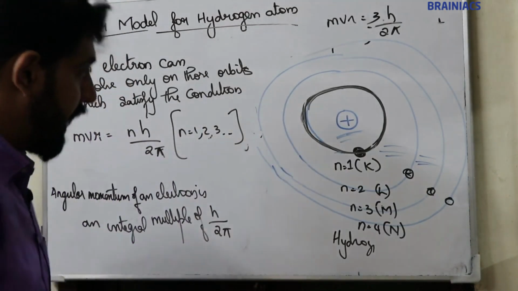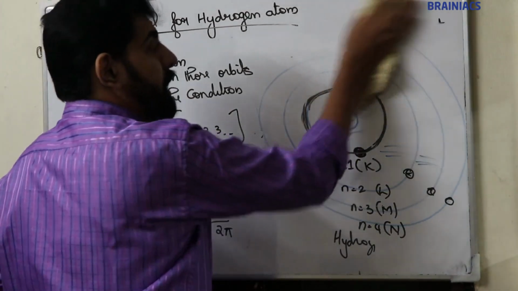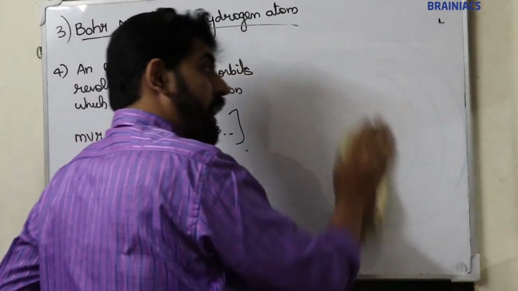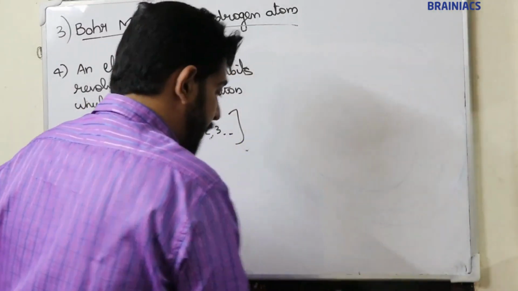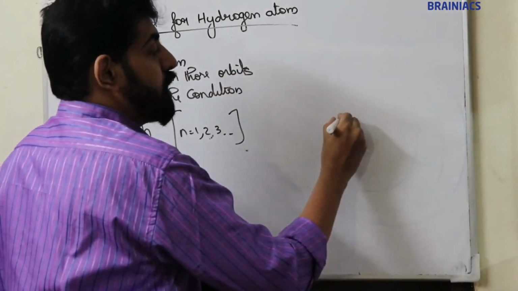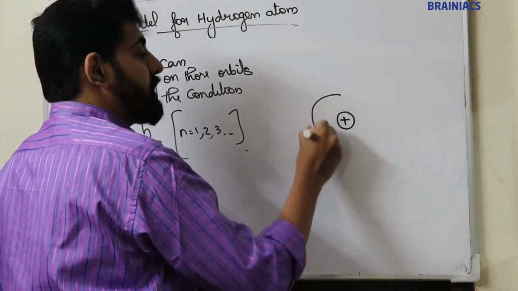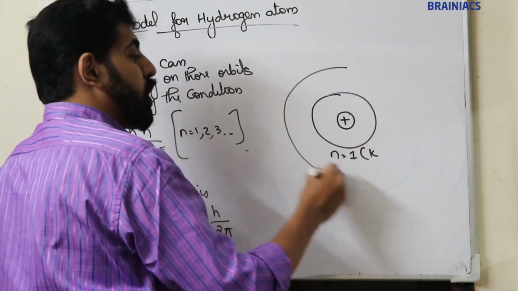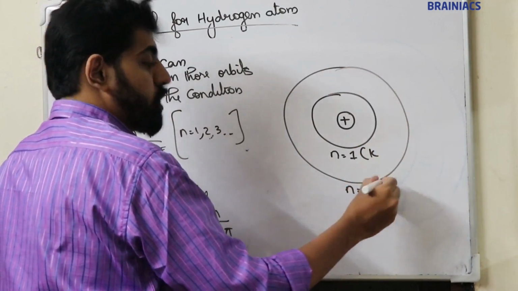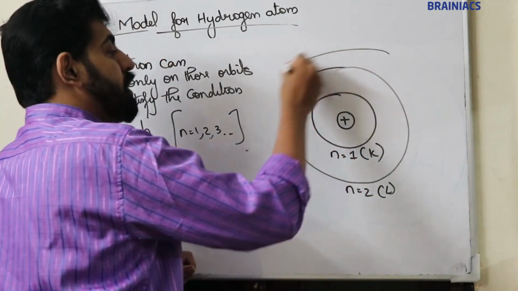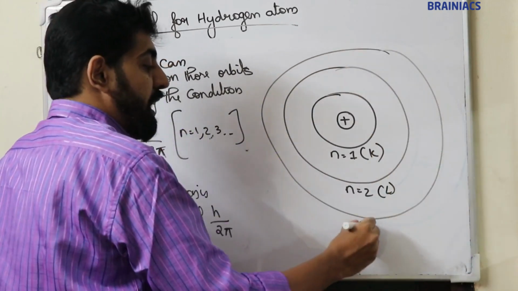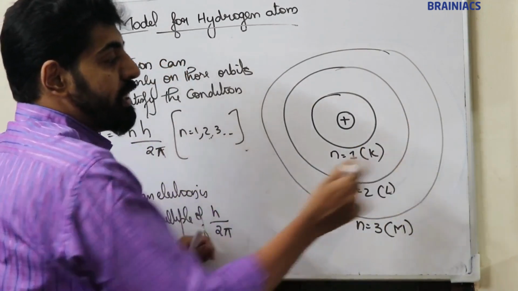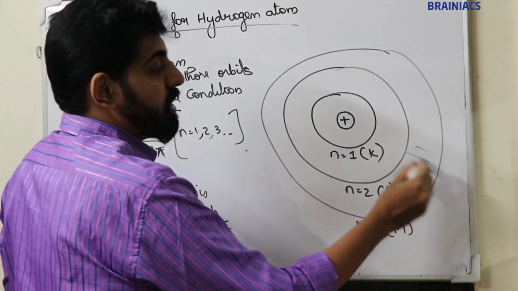What is the meaning of this? I'll draw another figure and explain this one. Please listen carefully. Now, if you consider an atom, let this be the nucleus. Let this be the first shell, n is equal to 1 shell or K shell. Let this be n is equal to 2 shell or L shell. Let this be n is equal to 3 or M shell. Now, you can see so many gaps here between K, L, M, right?